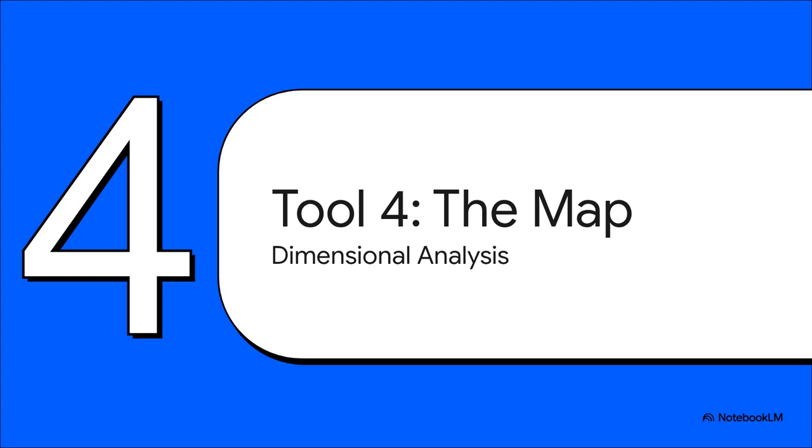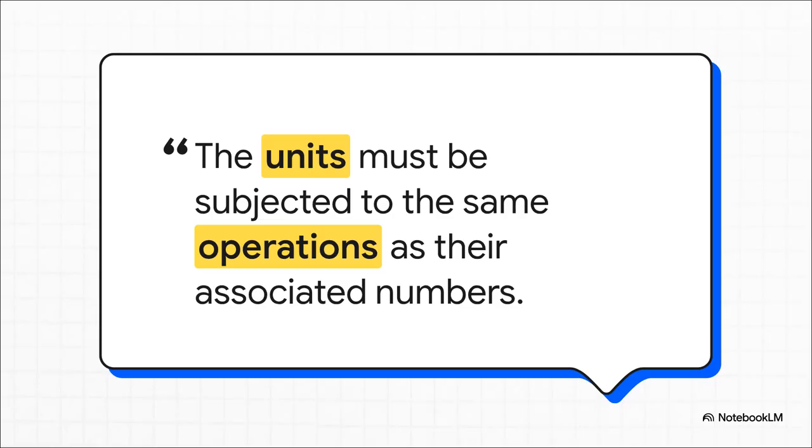Moving to Tool 4, the map, dimensional analysis. Let's transition over to what we call the factor label method. This is essentially your definitive map for navigating really complex mathematical calculations. And the golden rule here? It means that the units of your quantities, things like grams, meters, or seconds, have to go through the exact same mathematical operations as the numbers attached to them. You don't just multiply the numbers, you are literally multiplying, dividing, and canceling those unit labels right alongside them.